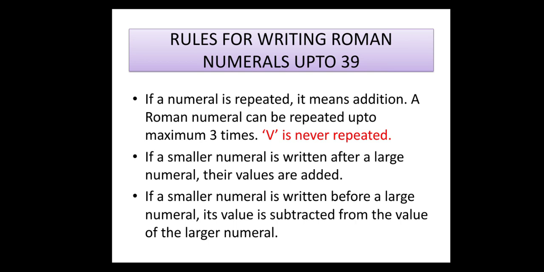So in Roman numerals, how do we actually write subtraction? In that case, we have to write the smaller number first, and then the bigger number, like IV. I is written before the larger number, that's why it is subtracted. IV means we have to subtract 1 from 5. So these are the 3 important rules for writing Roman numerals up to 39 only.